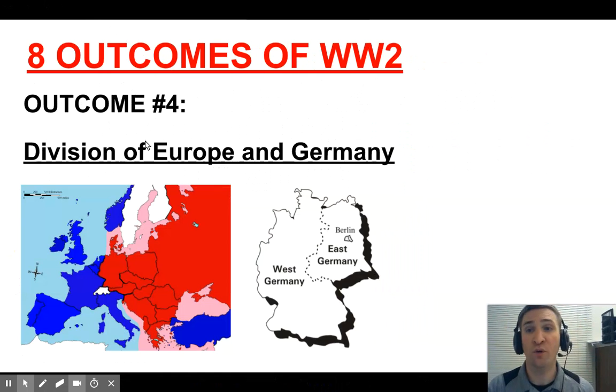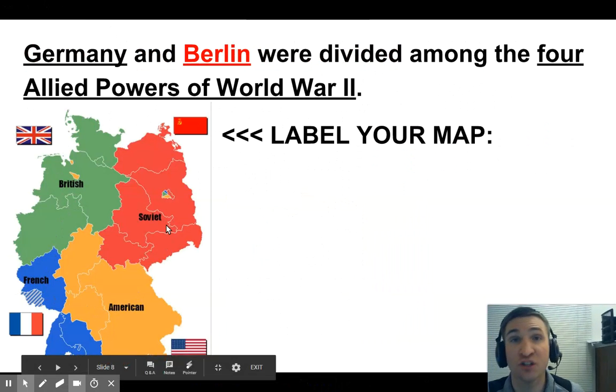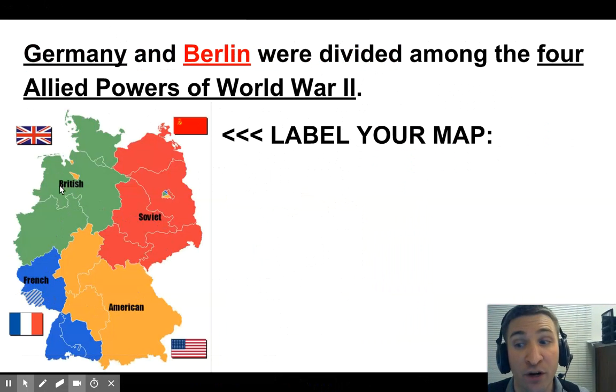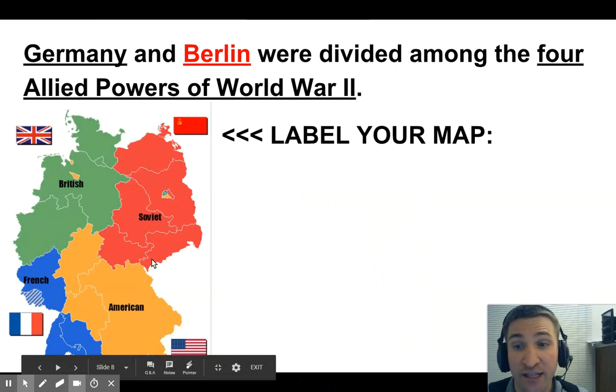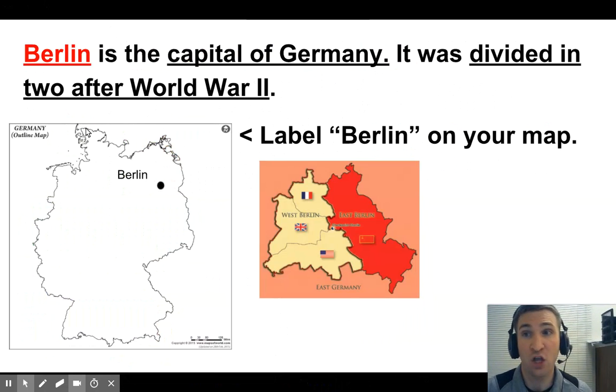Outcome number 4 was the division of Europe and Germany. Europe was divided, and so was the country of Germany. Germany and Berlin were divided among the 4 allied powers of World War II. Please label the 4 powers on your map of Germany. The British, the French, the Americans, and the Soviets all claimed a part of Germany.